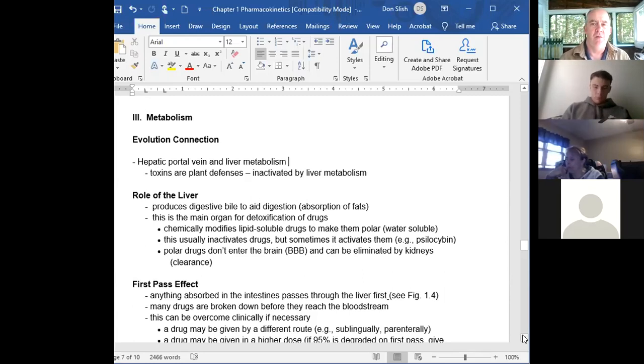Some things plants make, they want you to eat, right? Fruits have got their indigestible seeds inside this tasty package. So animals eat it, and then they drop the seeds off in a nice little pile of fertilizer. But other plants don't want to be eaten, and so they've got toxins in them. So, role of the liver: produces digestive bile to absorb fats. I think I talked about that.